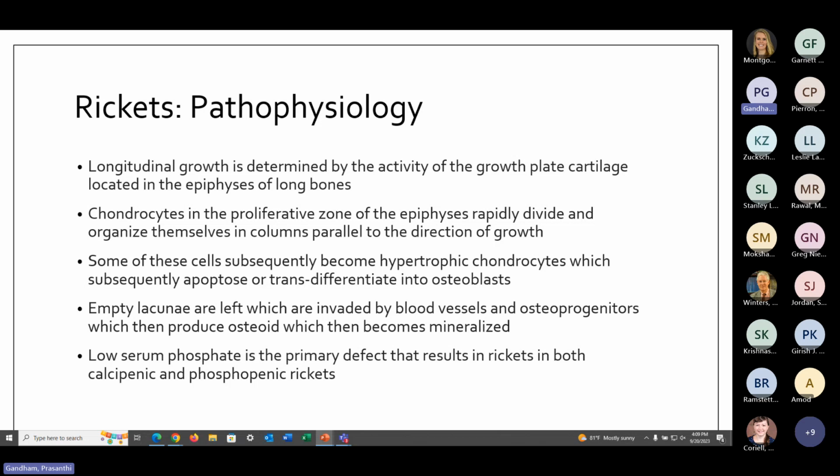The apoptosed chondrocytes leave large empty lacunae, which are then invaded by blood cells and osteoprogenitors to produce osteoid, which then becomes mineralized. Low serum phosphate is actually the primary defect that results in rickets in all forms of rickets, both calcipenic and phosphopenic rickets. And this is because the low serum phosphate actually inhibits the apoptosis of chondrocytes and leads to accumulation of the hypertrophic chondrocytes. Eventually, this causes abnormal growth of the cartilaginous epiphyseal plate, and this results in many of the clinical manifestations and bony changes that we see in the setting of rickets.